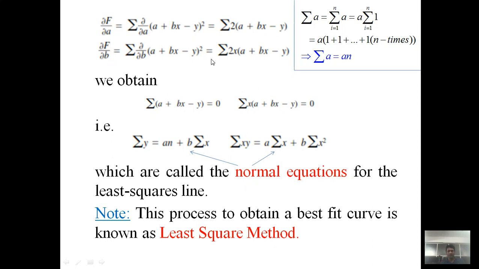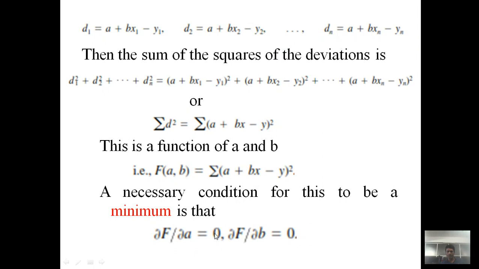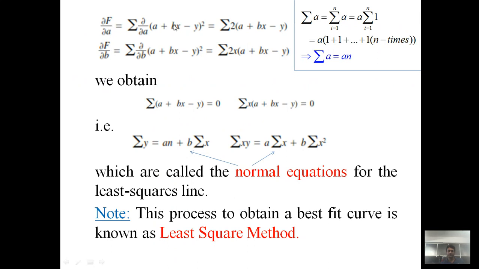Similarly, del f by del b is the sum of 2x times (a plus bx minus y), because this is with respect to b. First, the differentiation of u square is 2 into u, and with respect to b, x is a constant, so we write it here. So we obtain the sum of 2 times (a plus bx minus y) is equal to 0, because we equate del f by del a to 0. But 2 is a constant, so shifting it to the right hand side it leads to 0.